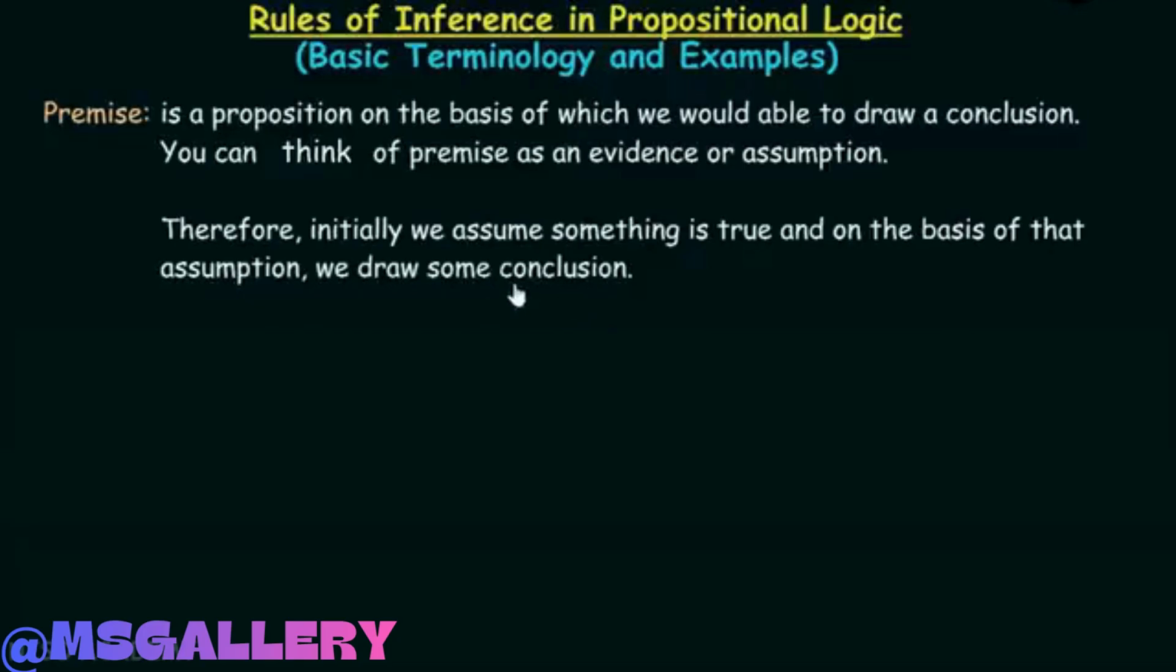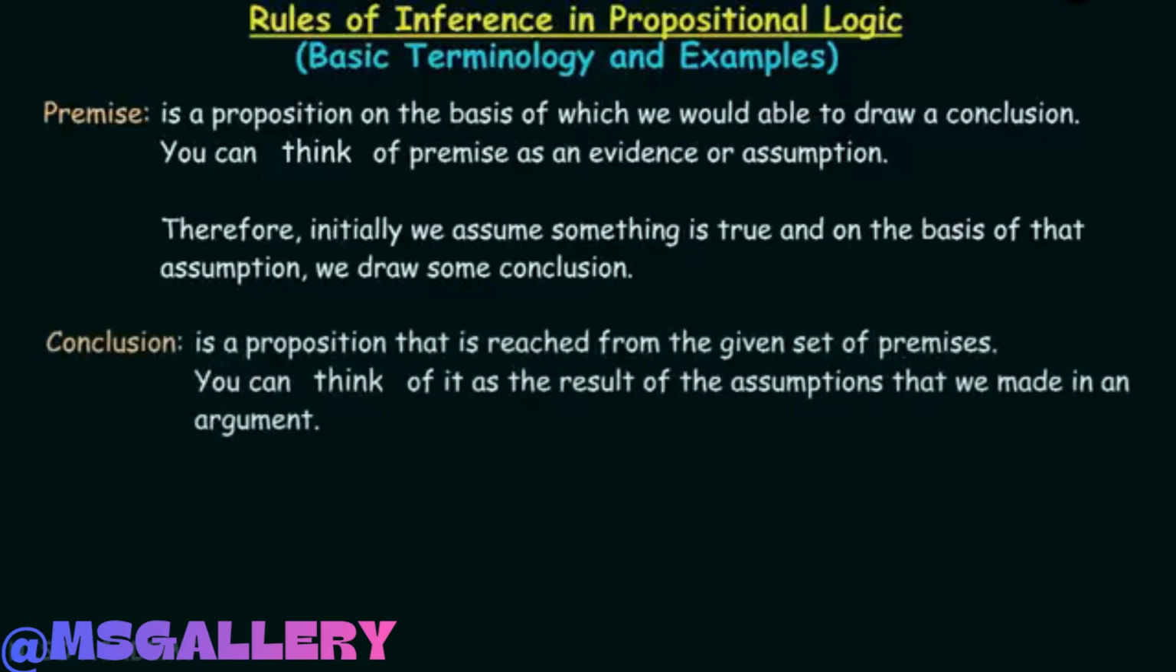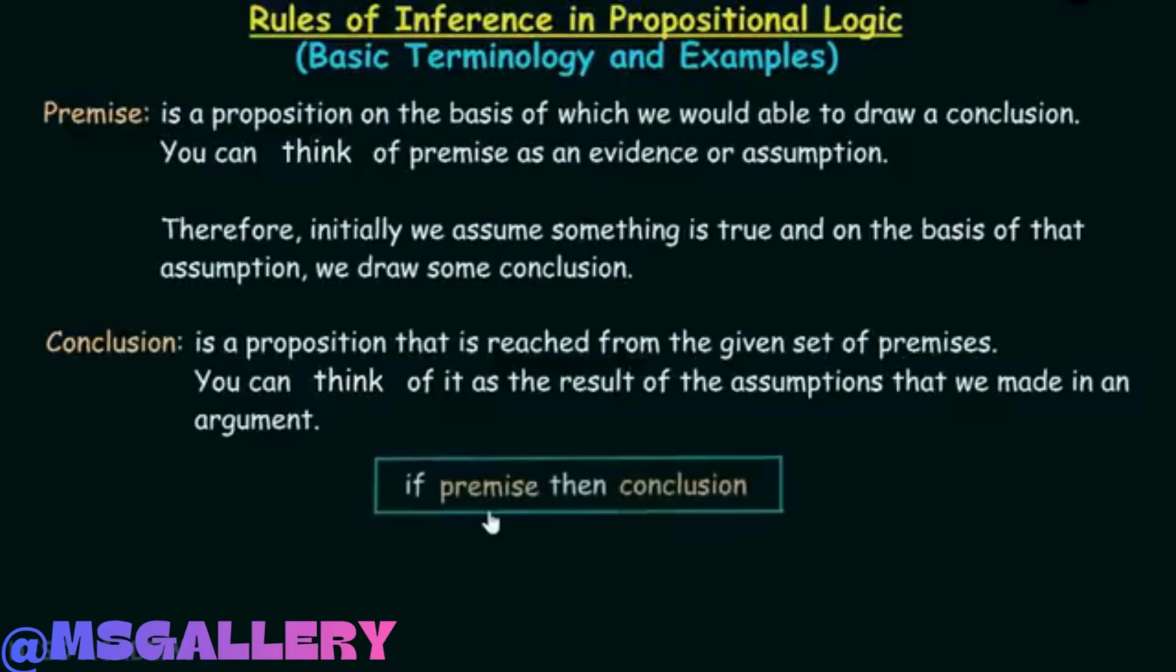Now, what is the meaning of conclusion? Conclusion is a proposition that is reached from the given set of premises. You can think of it as the result of the assumptions that we made in an argument. Conclusion is the result of the assumptions that you made, and the assumptions are the premises. Let's try to summarize these two terms together. That is, if premise is true, then conclusion has to be true. That is what we are trying to say.